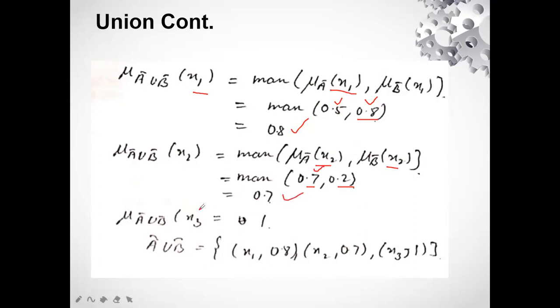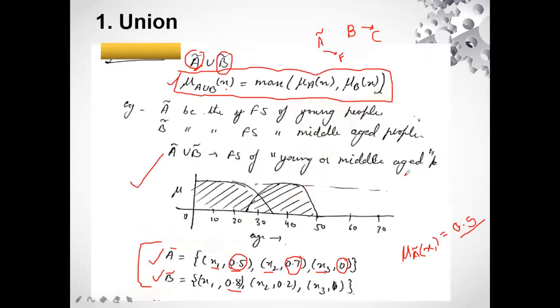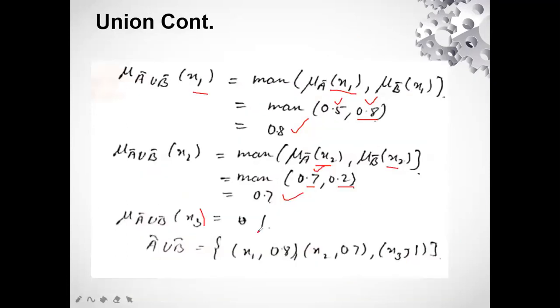Now, lastly, I'm going to work the same way for mu a bar union b bar x3. What will be the value? The maximum of mu a bar x3 comma mu b bar x3. So what is the value? One is 0 and the other one is 1. So out of 0 and 1, which is maximum? 1 is maximum. So these are the three elements.